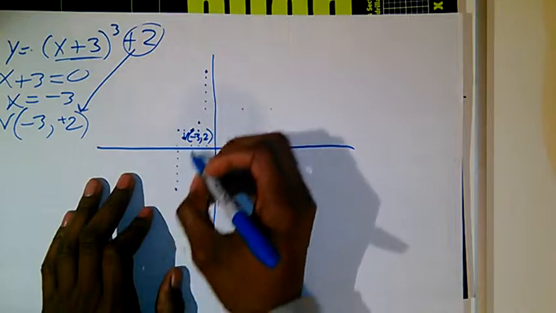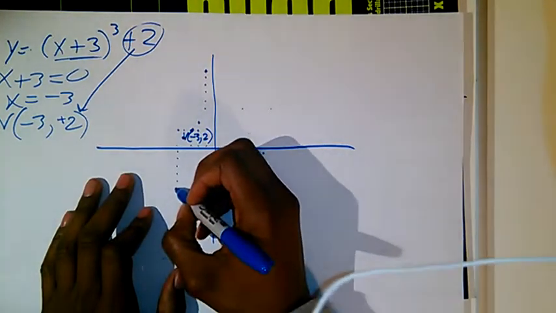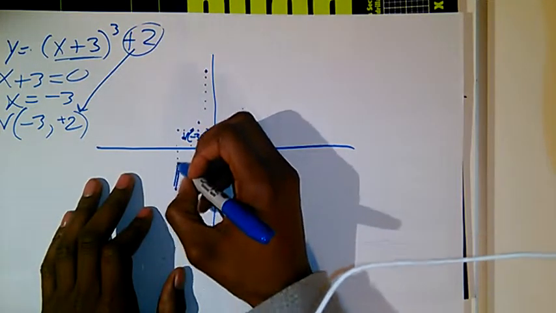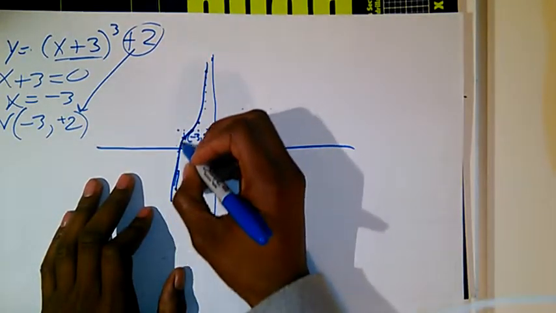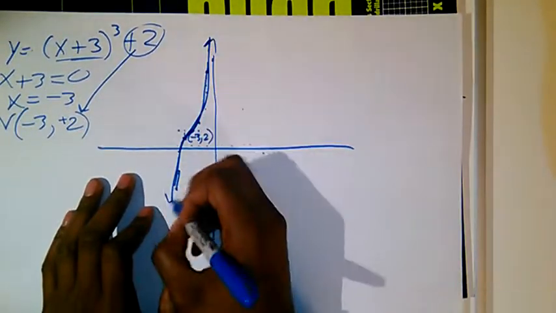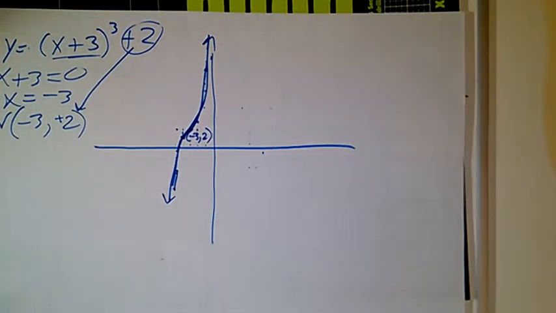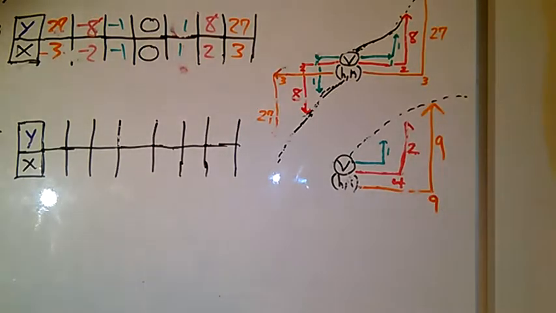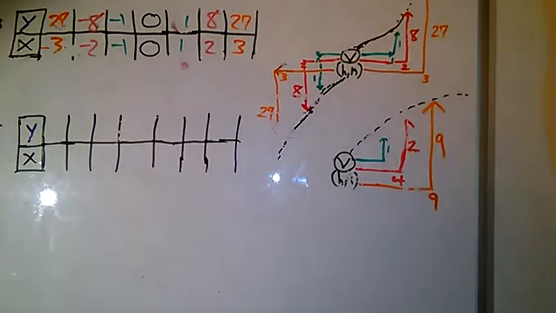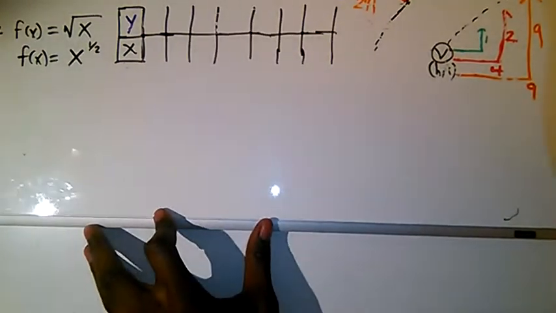And we're just going to connect the dots from here to our vertex, all the way up there. Looks almost like an S. And that's how you graph that. Now there's another function that we have to learn how to graph. It's called the square function.